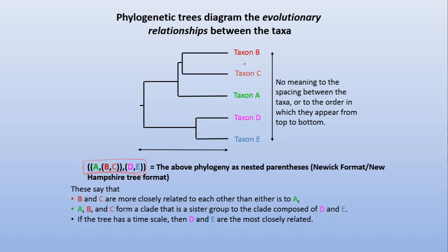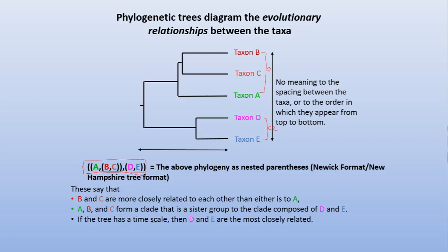Okay, so this tree says that the operational taxonomic units B and C are more closely related to each other as compared to A. Okay, and your taxa A, B and C form a clade that is a sister group to a clade that is formed by taxonomic units D and E. So there are two clades over here. This is clade 1, this is clade 2.